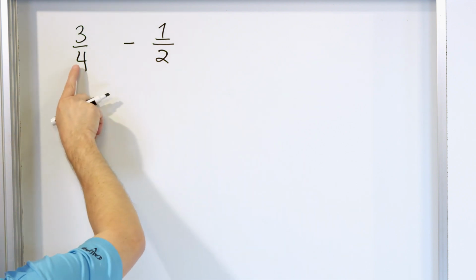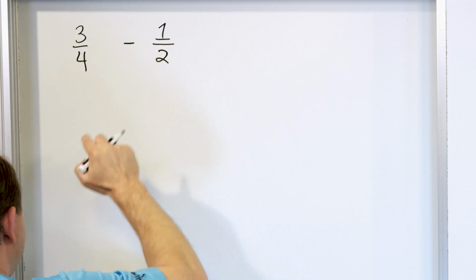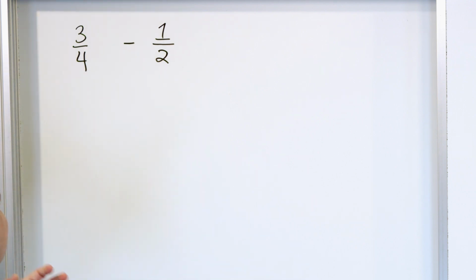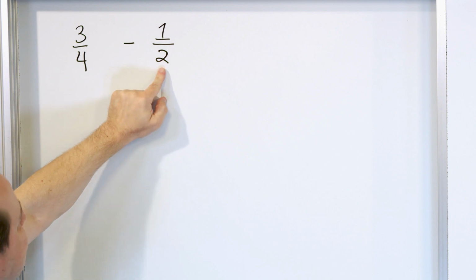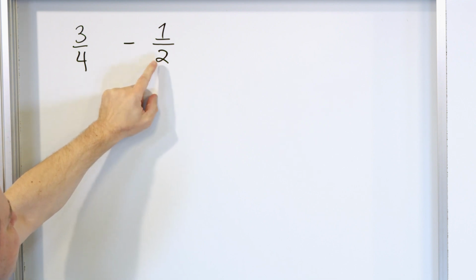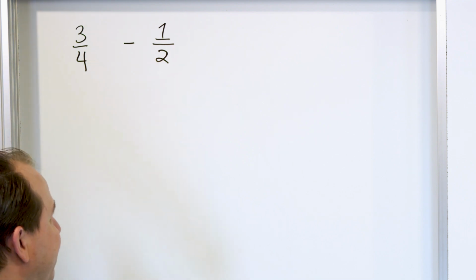Now we look at our denominators. We have a 4 and we have a 2. How do we get a common denominator? Well, the easiest way is just to manipulate this fraction, because I have a 2, 2 times 2 is 4, and then I can make it match this one.